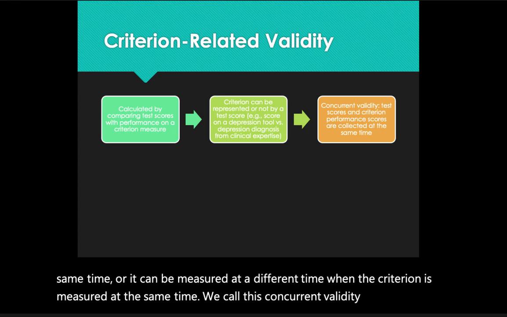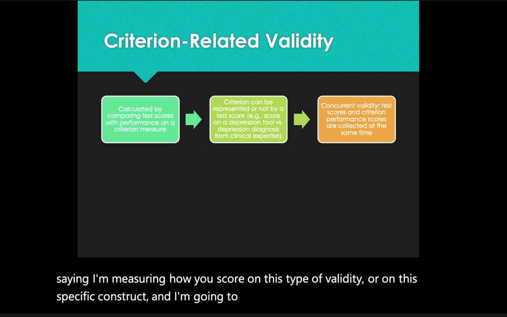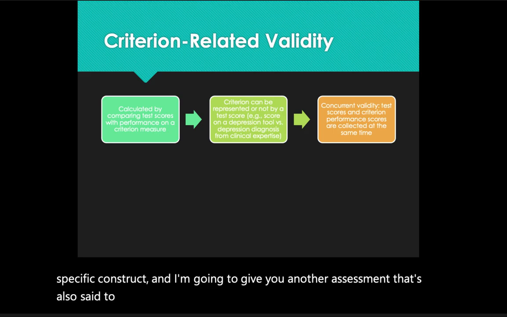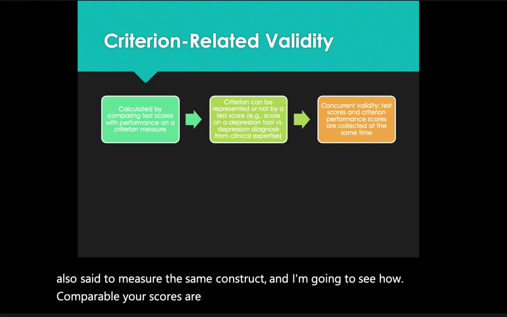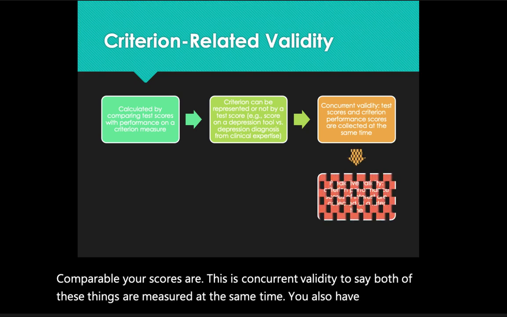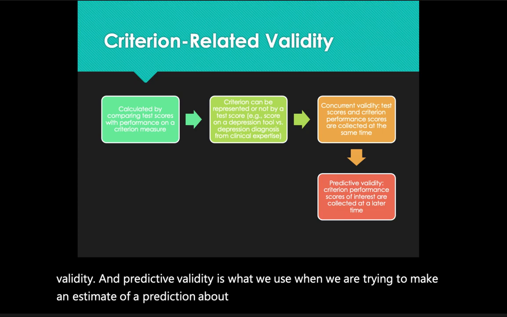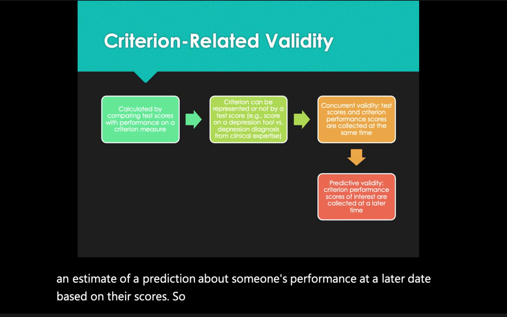So you're saying, I'm measuring how you score on this specific construct, and I'm going to give you another assessment that's also said to measure the same construct, and I'm going to see how comparable your scores are. This is concurrent validity, to say both of these things are measured at the same time. You also have predictive validity. And predictive validity is what we use when we are trying to make an estimate of a prediction about someone's performance at a later date based on their scores. So let me go through an example to help break this down.